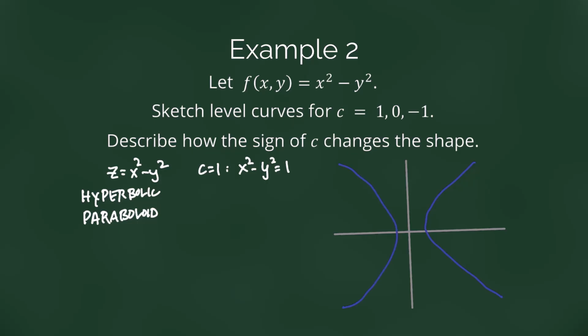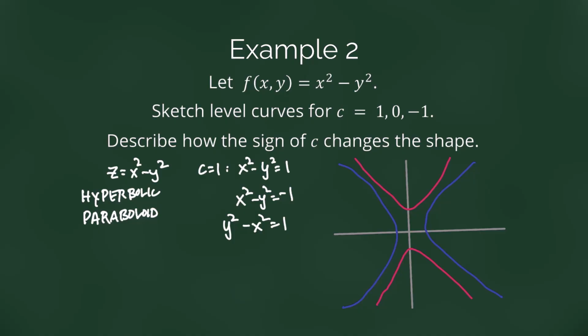There we go. Now, when we do c equals -1, we're going to get x squared minus y squared equals -1, which is, of course, the same thing as y squared minus x squared equals +1, which reverses our major axis for our hyperbola, and now we're going to get, that looks like this. So the sign of c is going to shift the axis along which our hyperbola is centered.